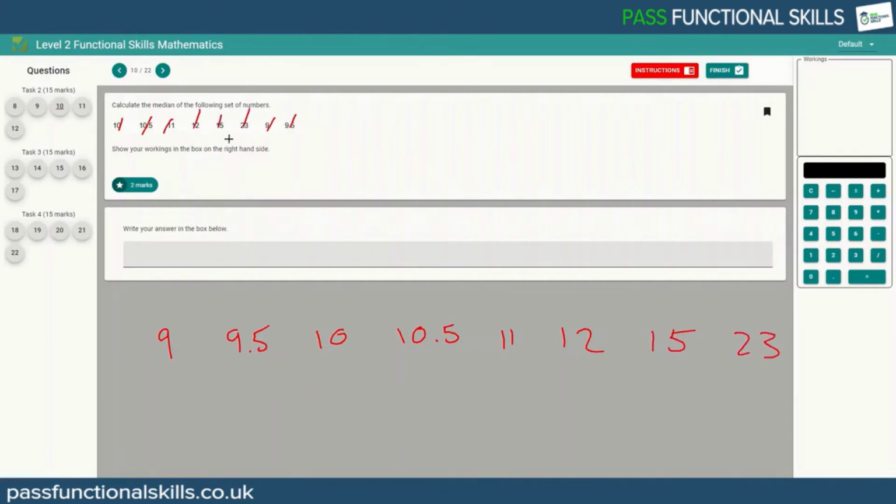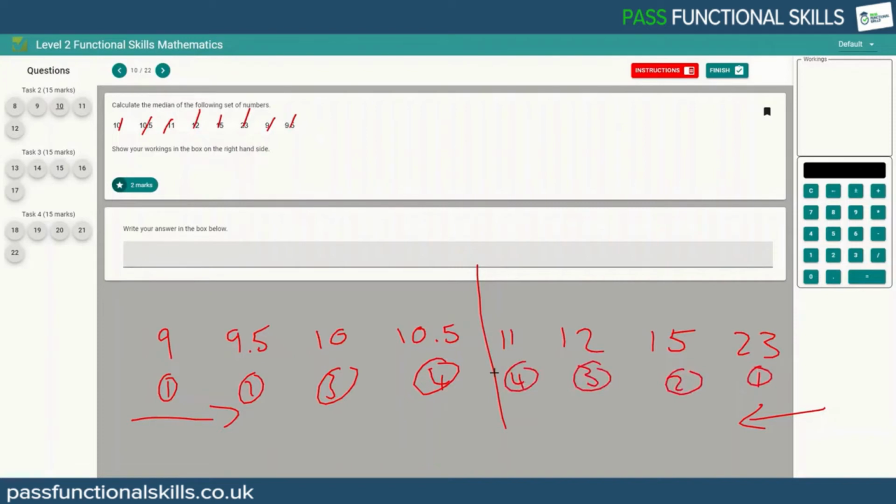So we get given 8 different values. So the middle value, if we count in from the left hand side and the right hand side, will be directly in the middle. We can either show this by counting or just know that since there's 8 values, it'll be in between the 4th and the 5th value. So just highlighting that, we label them 1, 2, 3, 4, and 1, 2, 3, 4. So it'll be somewhere in here that the median value will be.